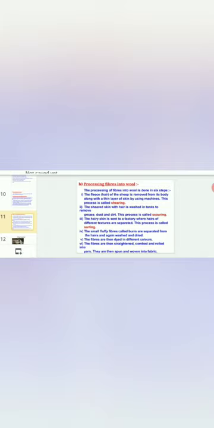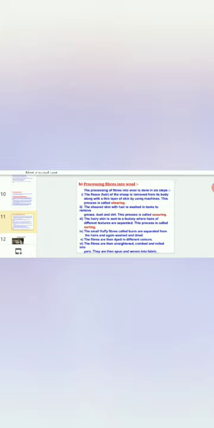The fleece hair of the sheep is removed from its body along with a thin layer of skin by using a machine. This process is called shearing. So, the first point you are going to make is on shearing: removal of hair with the help of machine from the body of the sheep is called shearing.